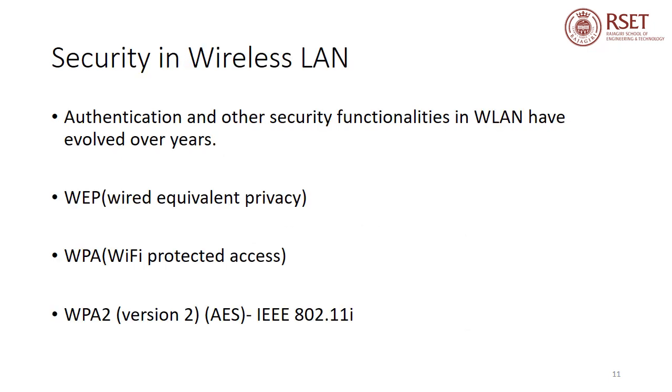Now we will go into detail about how to implement security in wireless LAN networks. Authentication and other security functionalities used in wireless LAN have evolved over the years. Various techniques have been used, and depending on the advantages and disadvantages of each method, new technologies have been introduced. Some of the commonly used technologies include WEP or Wired Equivalent Privacy, WPA or Wi-Fi Protected Access, and WPA version 2.